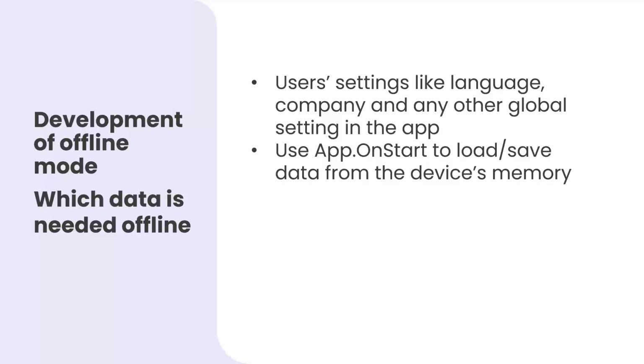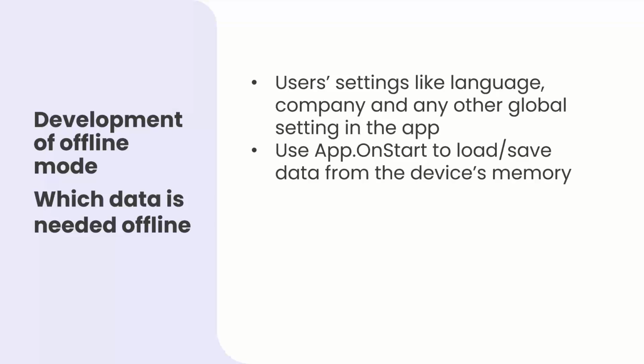What other data can be needed offline? For example, user settings like language and company, as I mentioned before, and any other global settings in the app. In my apps, I usually have a setting for scanning barcode, if the scanning of the barcode should be automatic or not. So when the scanner is on, should I confirm the scanning or not?